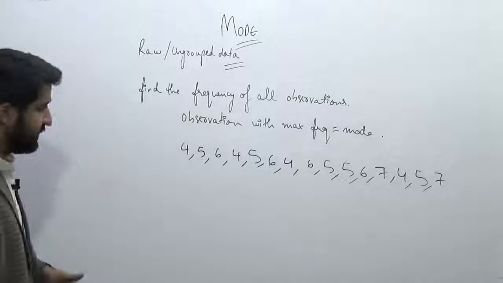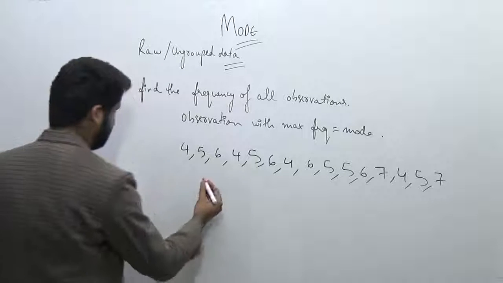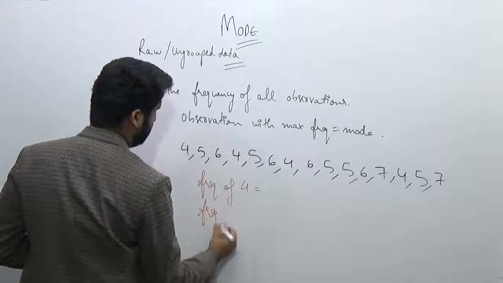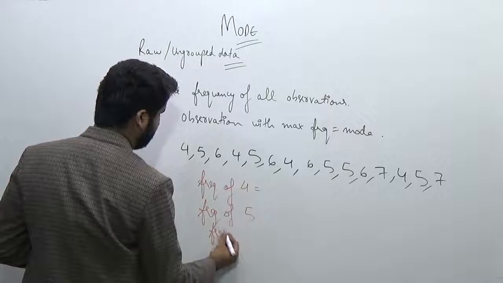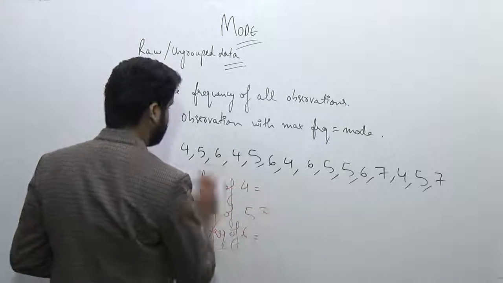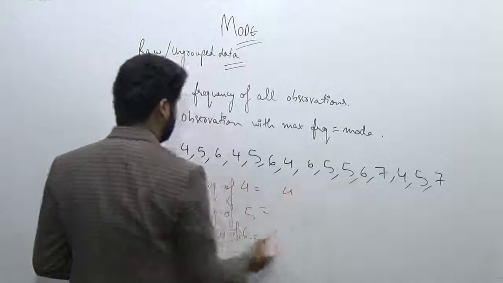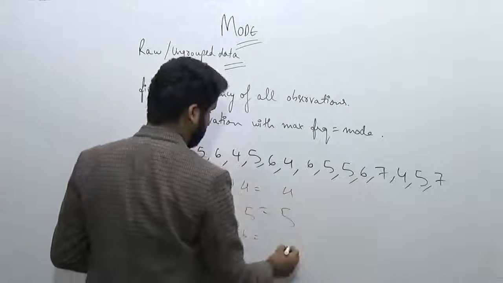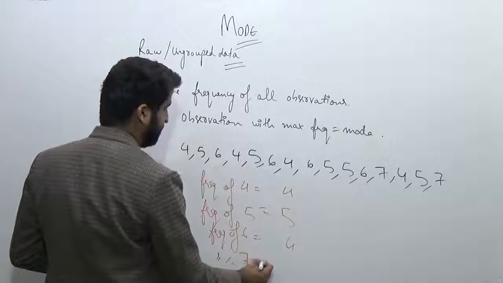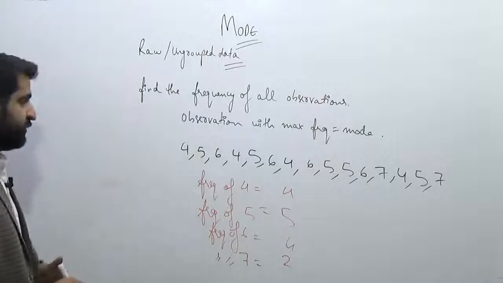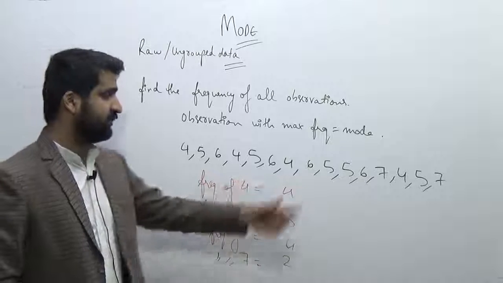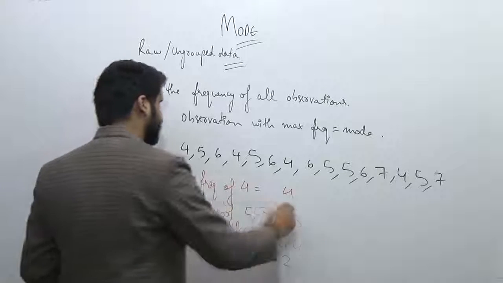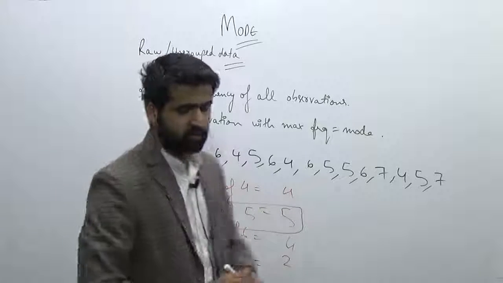now can you tell me what is the frequency of 4? So you can see here the frequency of 4. Then we will write frequency of 5. Then we will write frequency of 6. So frequency of 4 here is equal to 4. And 5 is coming how many times? 5 times. And 6 is coming how many times? 4 times. And the frequency of 7, you can see that is equal to just 2. So the frequency of 4 is nothing but 4. Frequency of 5 is nothing but 5. Frequency of 6 is nothing but 4. So you can see that 5 is the most frequent observation in this whole data.